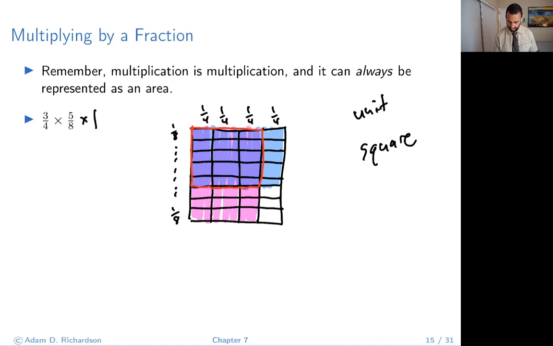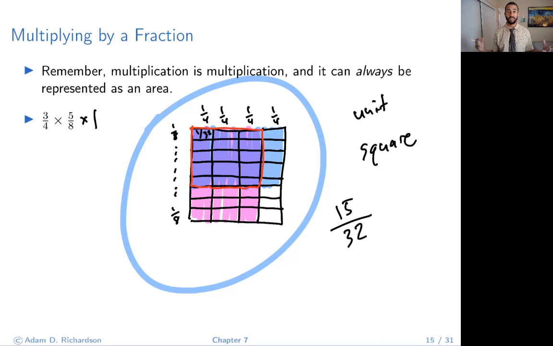And 15 what? How much does each one of those little rectangles represent? 1/32. So we have 15/32. And that's the answer. That's the actual answer, 15/32. So this is how you do it. This is how you model multiplication of fractions. It's just the area model again. You're just cutting up your unit into equal size pieces. That's all it is. Pretty cool, huh?